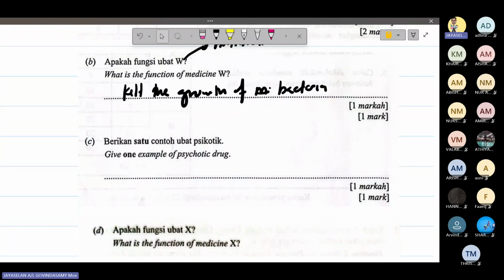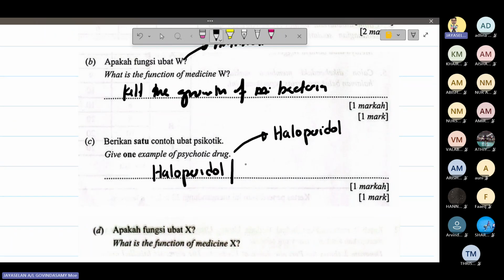Psychotic drug, the easiest one, please remember, is haloperidol. So the easiest one, you all put what? Haloperidol. Okay, or clozapine. Okay, must memorize. Okay, so now we go for next one.